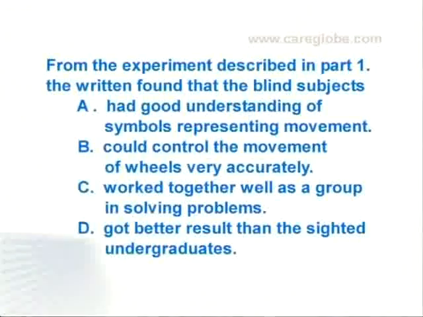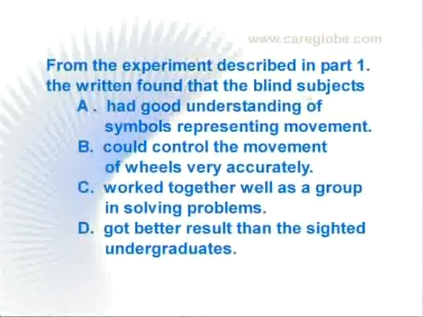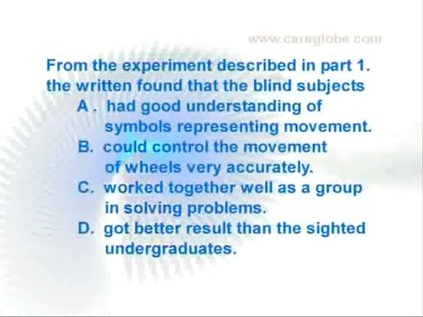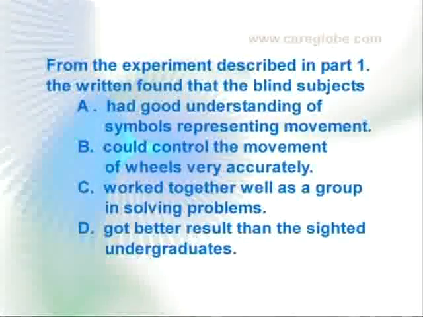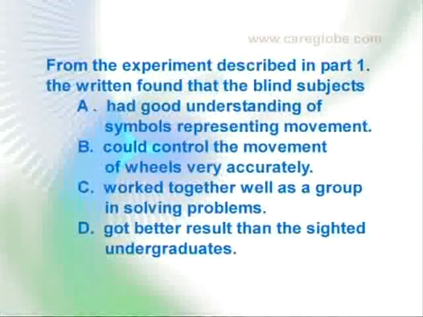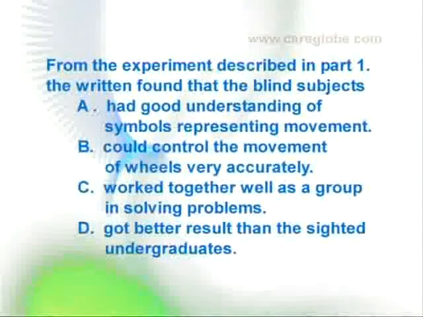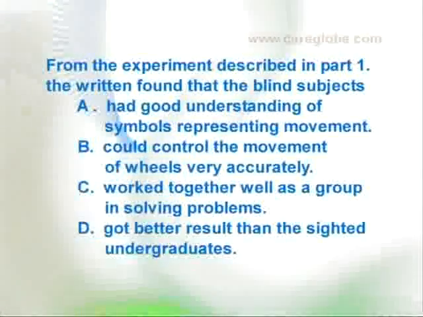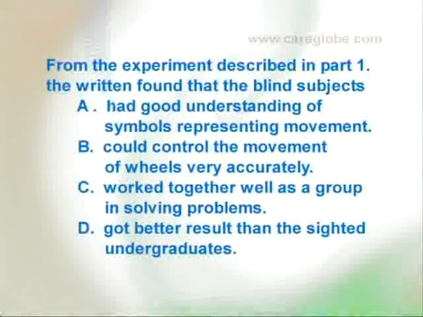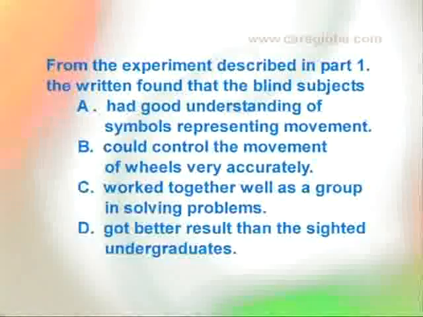That's our third question. From the experiment described in part 1, the writer found that blind subjects: A. had good understanding of symbols representing movement. B. could control the movement of wheels very accurately. C. worked together well as a group in solving problems. D. got better results than the sighted undergraduates.